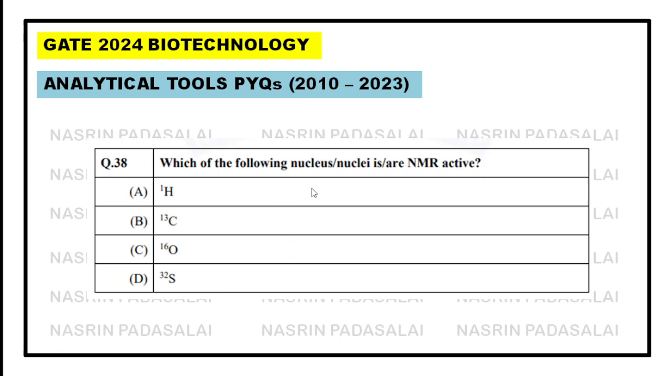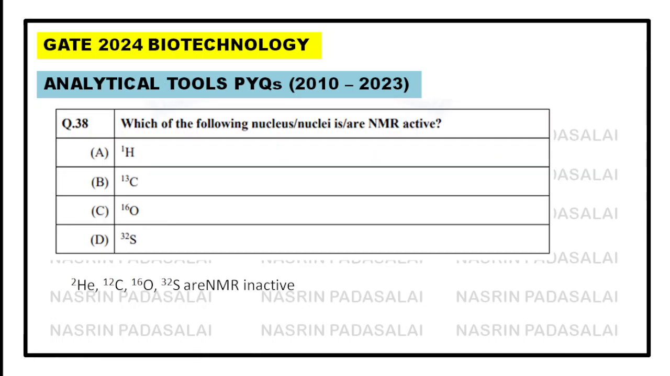And which one of the following nuclei is NMR inactive? It is a multiple select question. So try to know which is an NMR active nucleus and which is an NMR inactive nucleus. It is very simple. Here I have given you NMR inactive nuclei: if you take helium 4, carbon 12, oxygen 16, sulfur 32, these isotopes are NMR inactive.